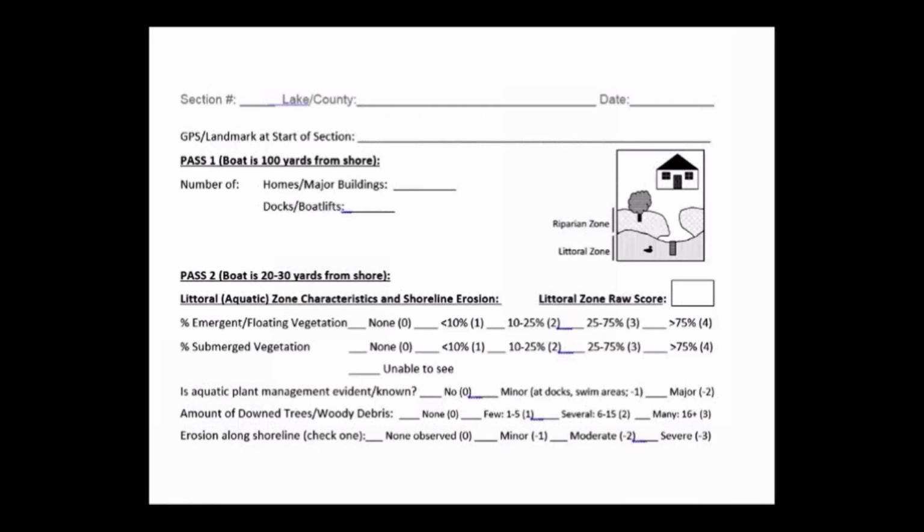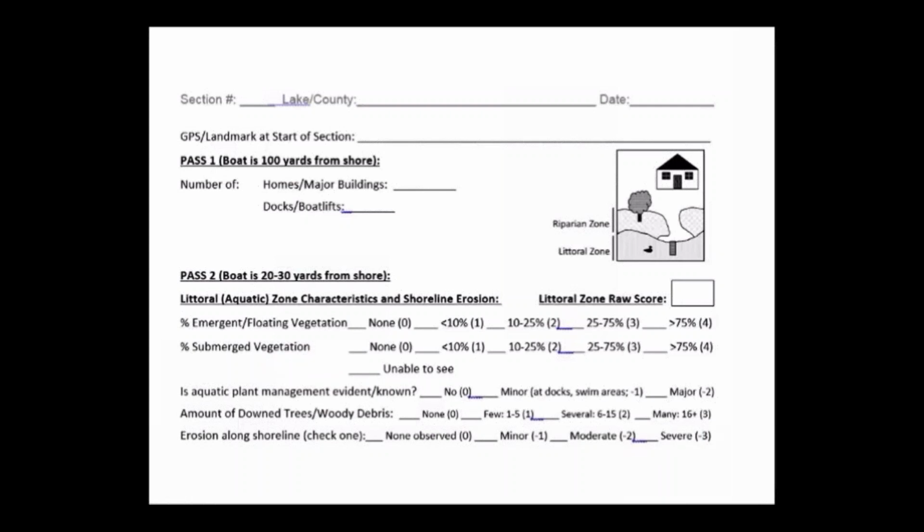The next question asks you to estimate how much of the shoreline exhibits submerged vegetation. Those would be underwater plants, like coontail and milfoil. If the water isn't clear enough for you to make this estimate, simply check Unable to See.